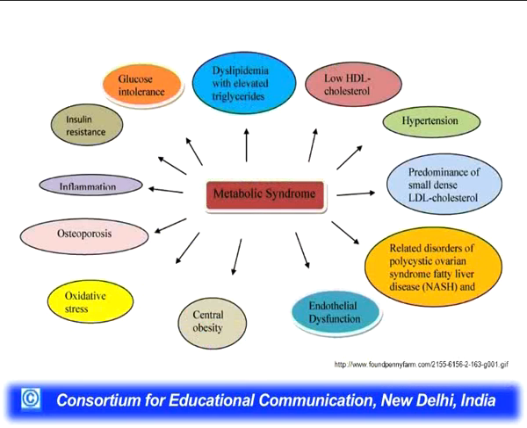Now understanding these metabolic pathways is very important because they are related to various disease conditions like inflammation, osteoporosis, oxidative stress, obesity, glucose intolerance, diabetes, low HDL cholesterol, and hypertension. So understanding these metabolic syndromes is very important for creating biomarkers, meaning how we can find whether the patient is suffering from these particular diseases, and for drugs.